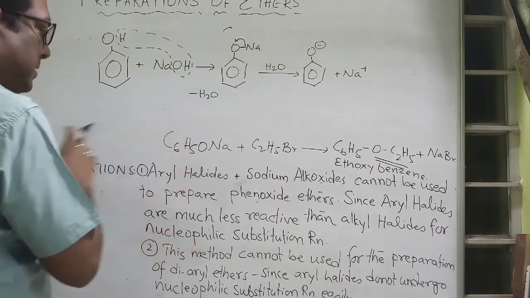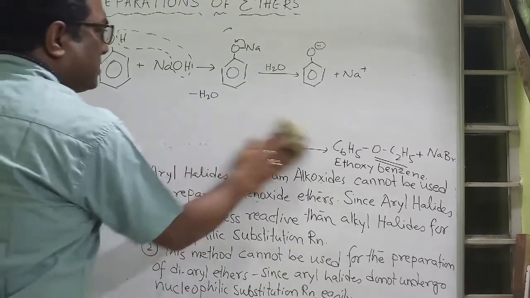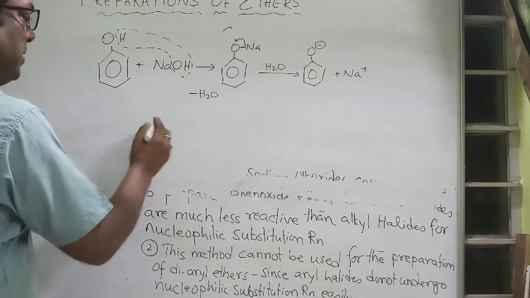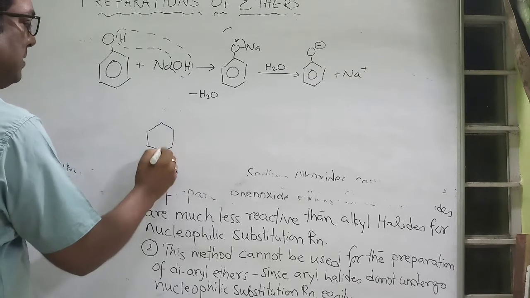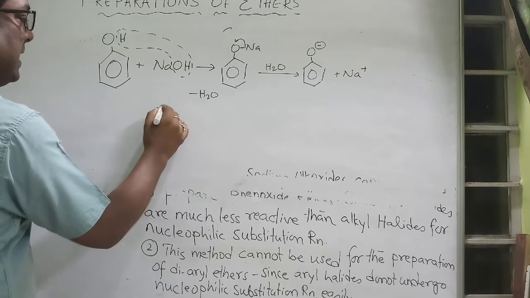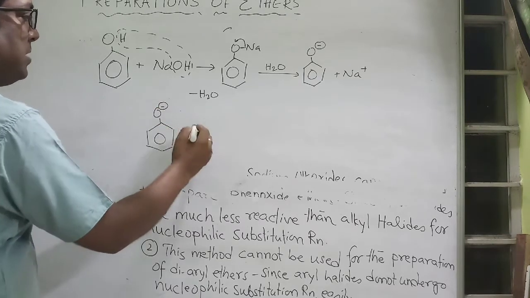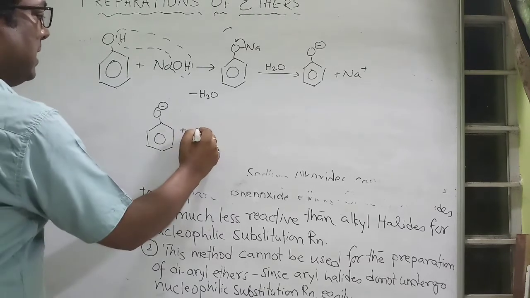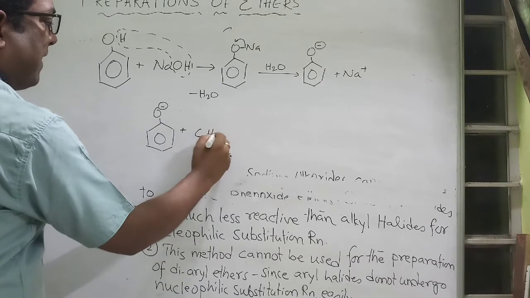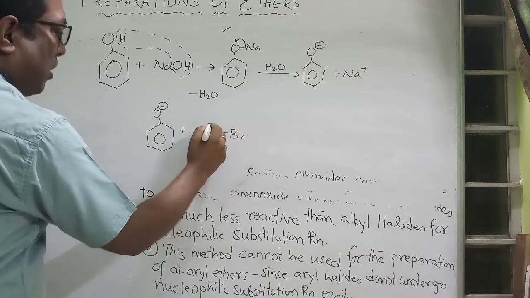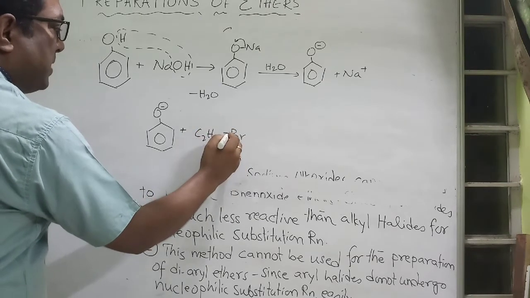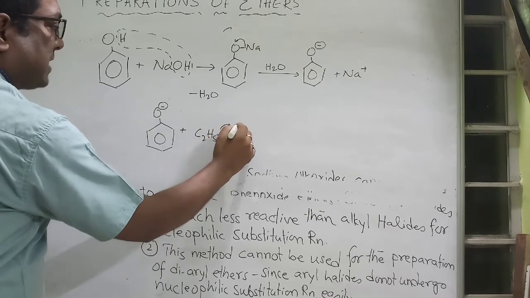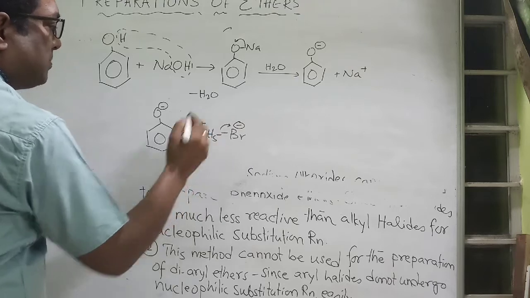Now in the second line, we will take this phenoxide ion, and when we react it with C2H5Br, this also becomes Br and C2H5. You can see this electron gets transferred, this is negative and this is positive.